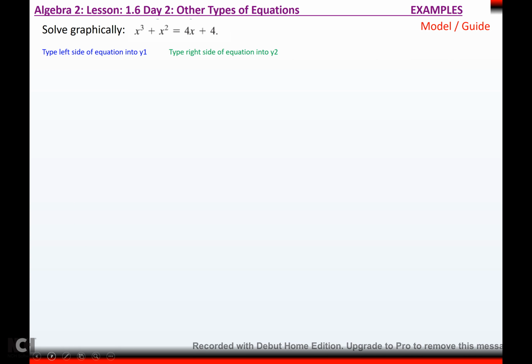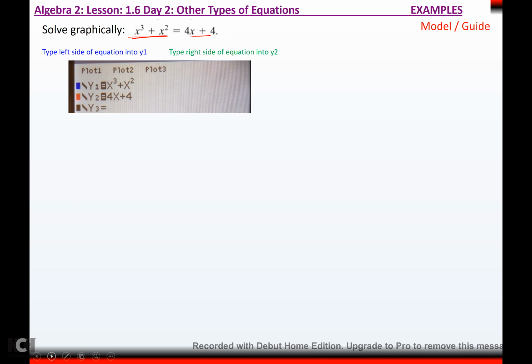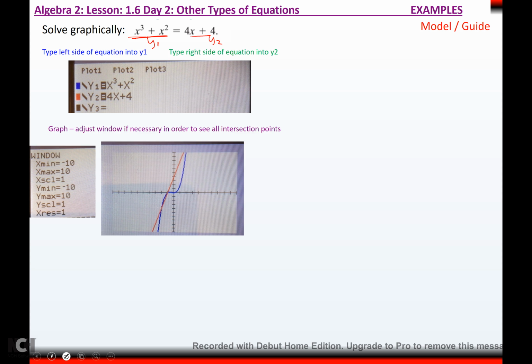Alright, so let's try another one, solving it graphically. We're going to do this one where we type this side into the left, this side into the right. So I typed this in for y1, this for y2. I hit graph, and this is what I saw in a standard window. I can see that intersection point, but I think I'm missing one up here. So I'm going to adjust my window.